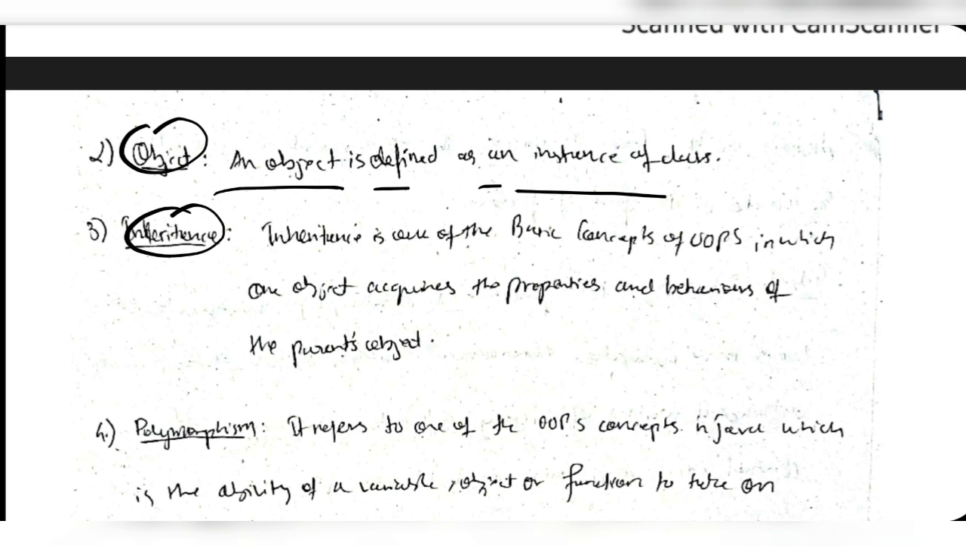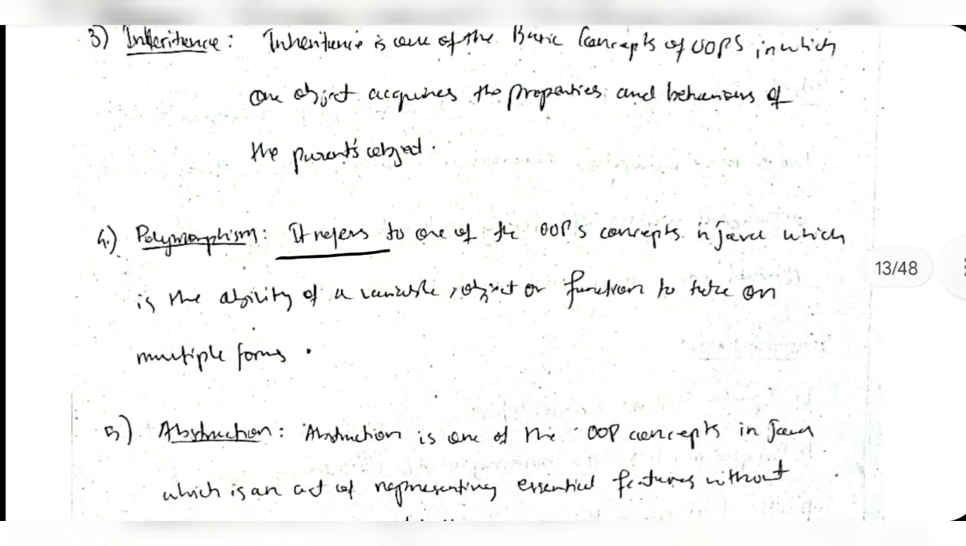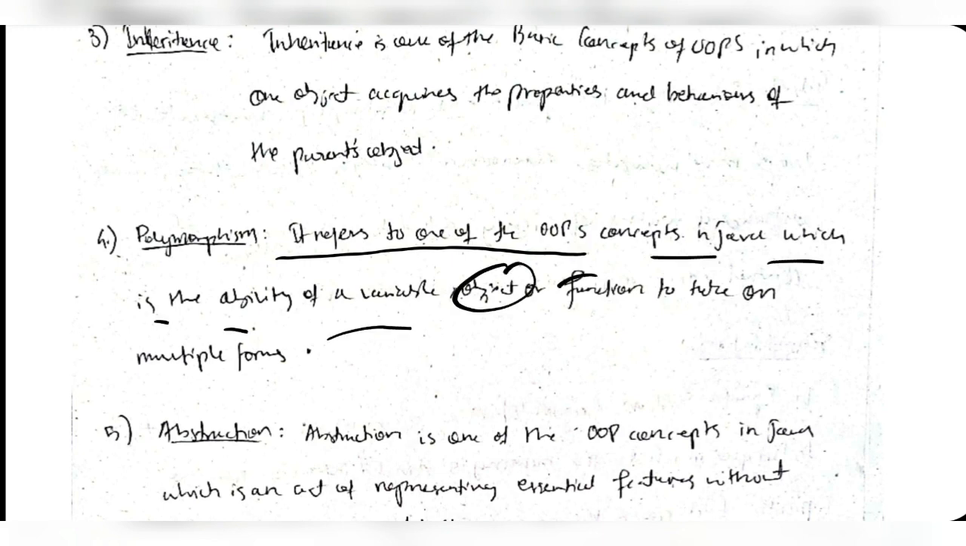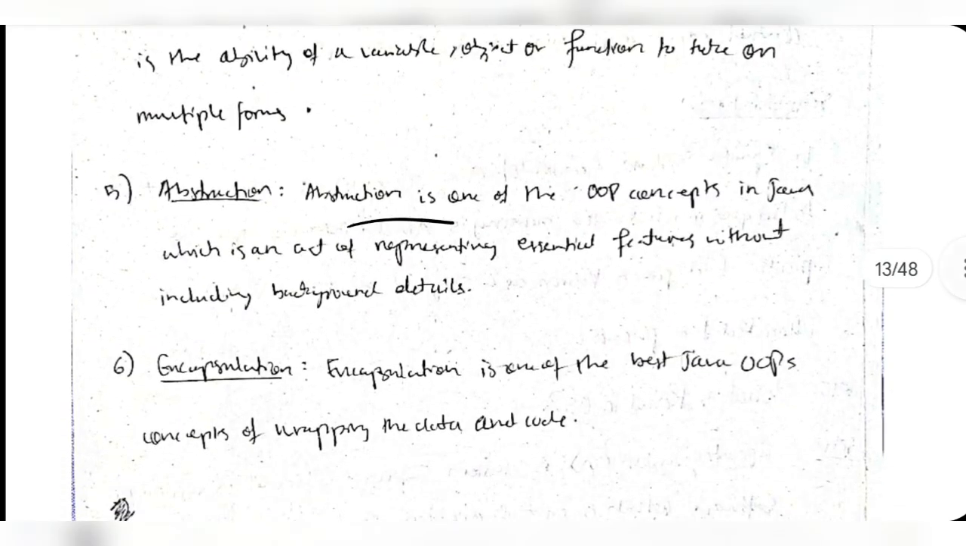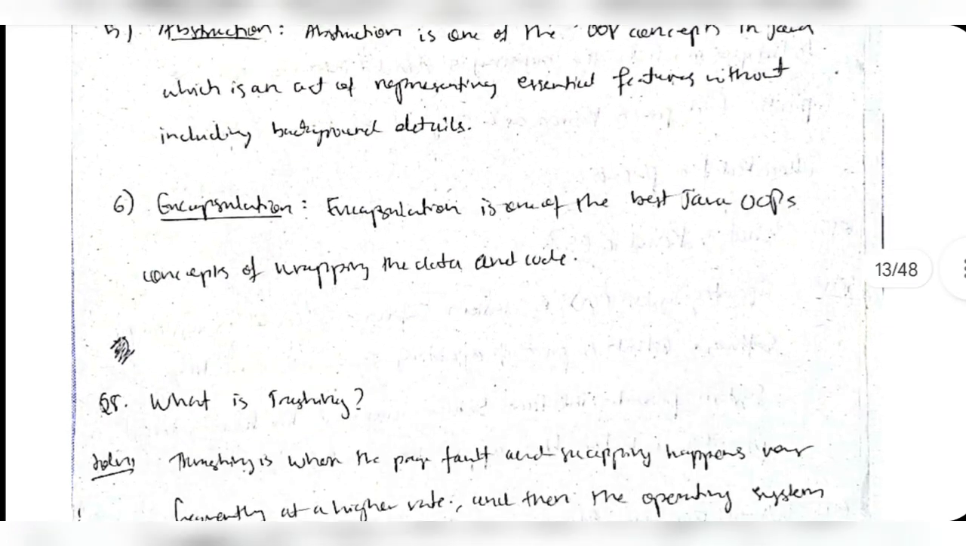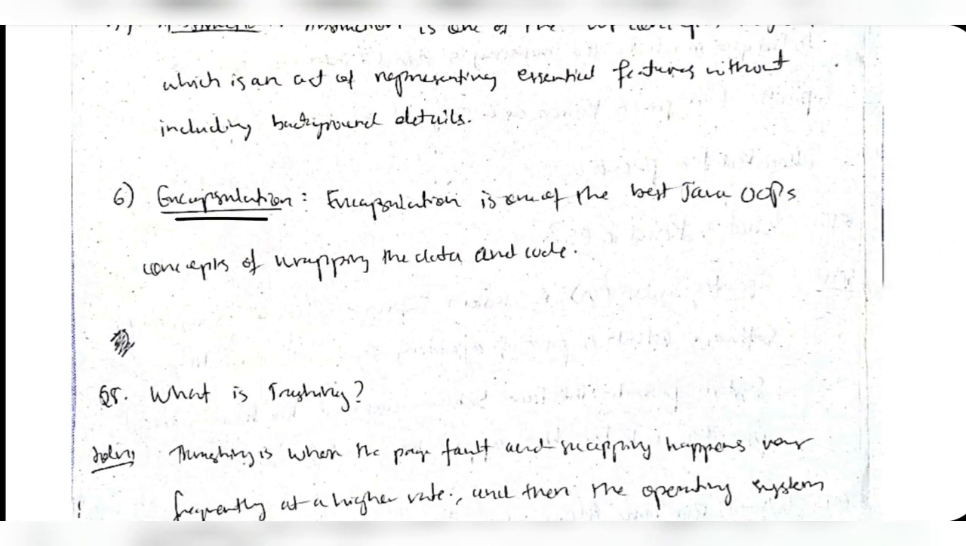Inheritance means inheriting from the parent class to the child class. Polymorphism, in Java, refers to the ability of a variable, object, or function to take on multiple forms. Abstraction is the hiding of data and representing only essential facts and figures. And encapsulation means wrapping up the data and the code into a single unit.